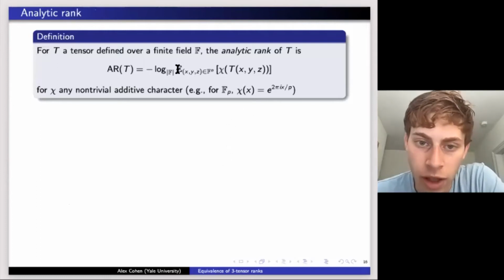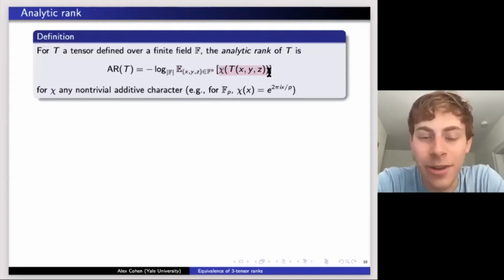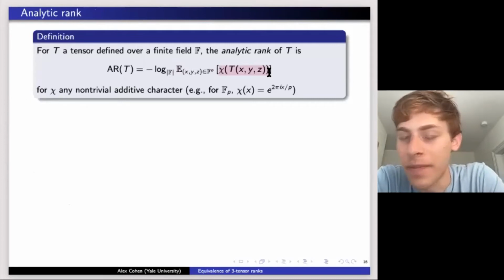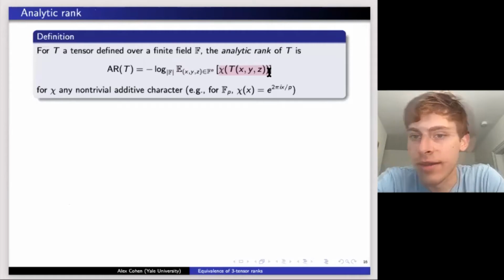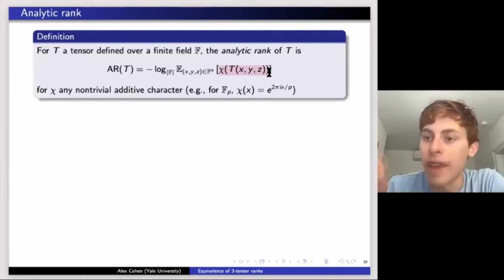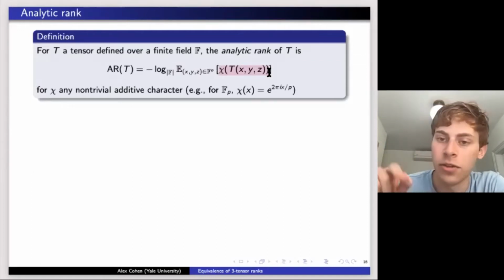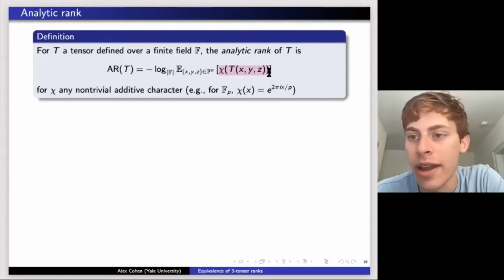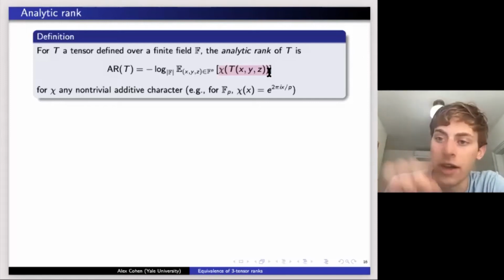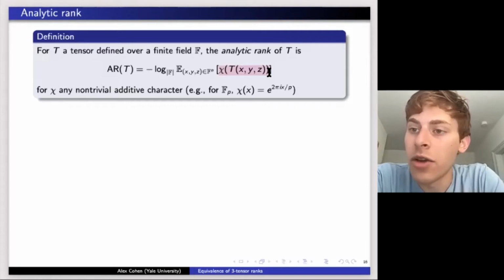okay, so first ignore the log term. Let's just first look at this term. Chi is a non-trivial additive character. So if the field is a prime field, then you can just think of it as, T of x, y, z is going to be some number mod p, and then we put that onto the unit circle, right? We map to e to the 2 pi i times the output over p. And so for every output of the tensor, we can then map that onto the complex unit circle with this non-trivial additive character. And this expected value is a measure of the bias.